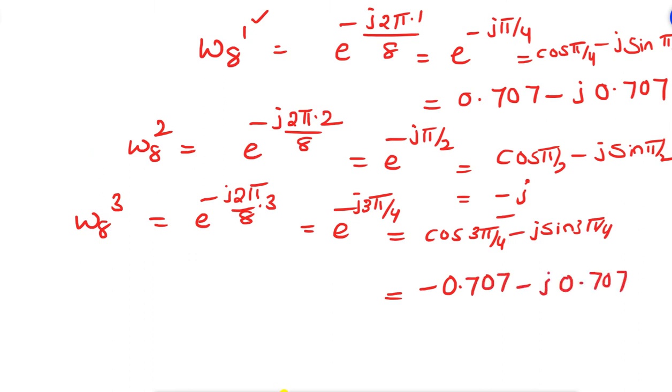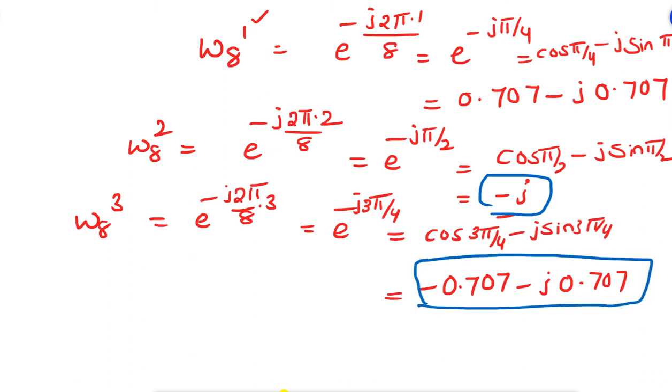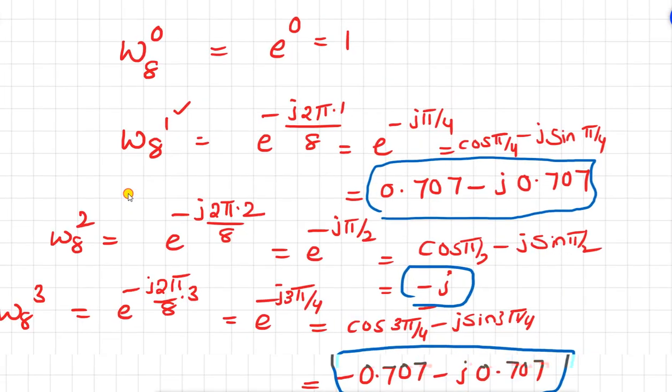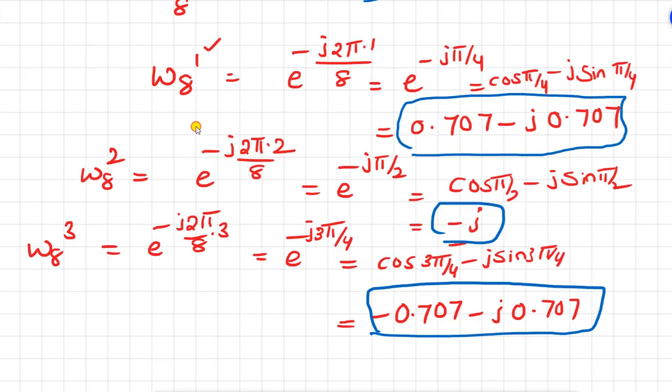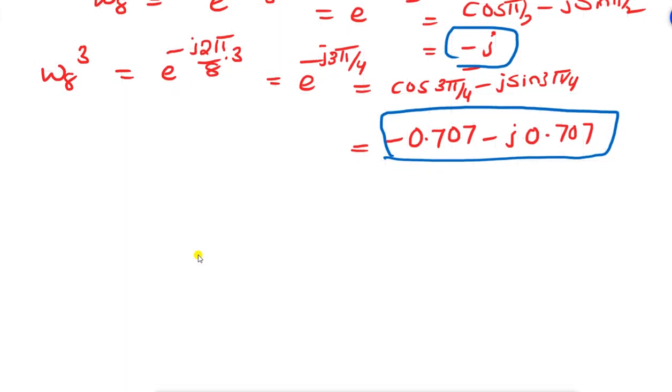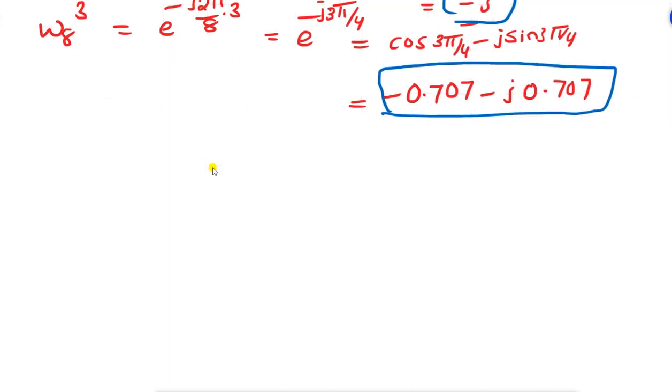Okay, so four twiddle factors are obtained. What are they? One is 1, one is 0.707 minus j 0.707, one is minus j, and another one is minus 0.707 minus j 0.707. So we obtained 4 twiddle factors. So again, how can we perform this decimation in time algorithm?